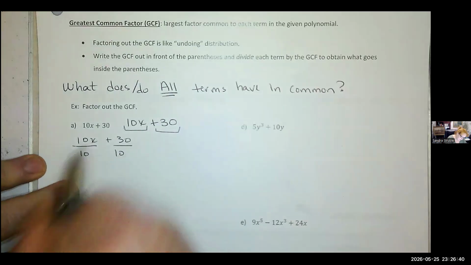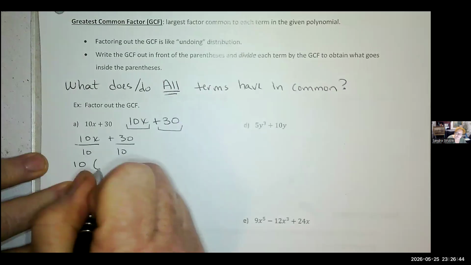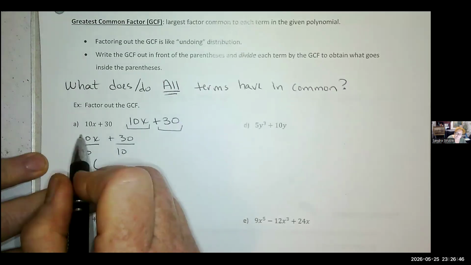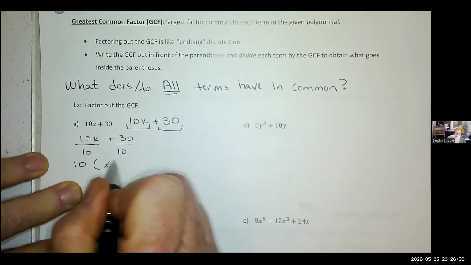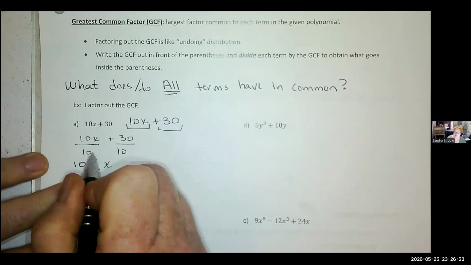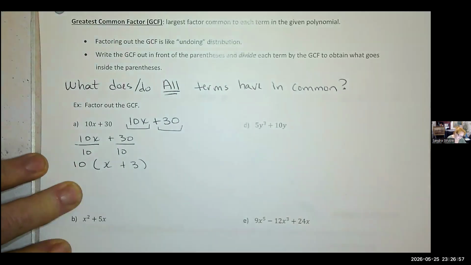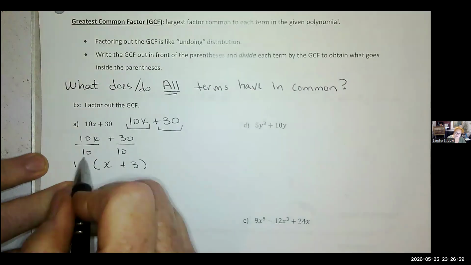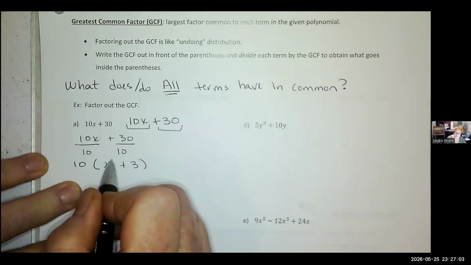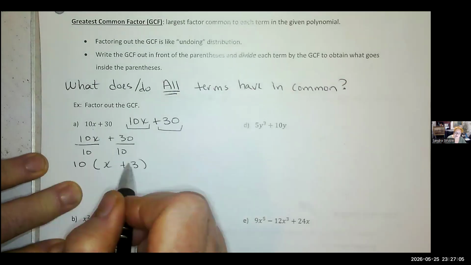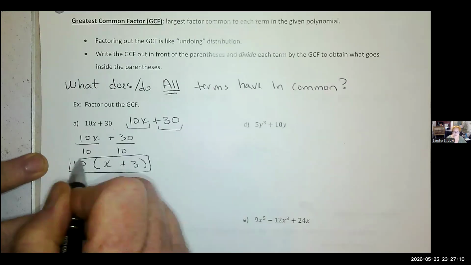We factor out a 10, and when we do that, we're left with just x for the first term. When we factor out 10 from the second term, we're left with 3. Now, the way to check this is to go back and distribute that 10 back in. 10 times x is 10x. 10 times 3 is 30. So that means this is the factored form for 10x plus 30.